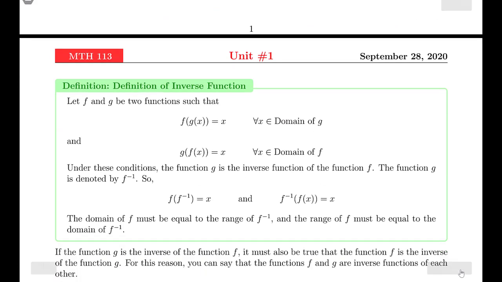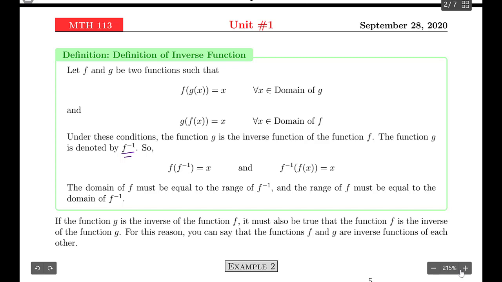So the more appropriate definition of an inverse, if we have two functions f and g: f of g of x equals x for all x that are in the domain of g, and g of f of x equals x for all x that are in the domain of f. So this goes back to where the domain of the given function becomes the range of the other function. So under these conditions, the function g is the inverse of the function f, and the function g is denoted by this f inverse symbol that you see right here. The domain of f must be equal to the range of the inverse, and the range of f must be equal to the domain of the inverse.